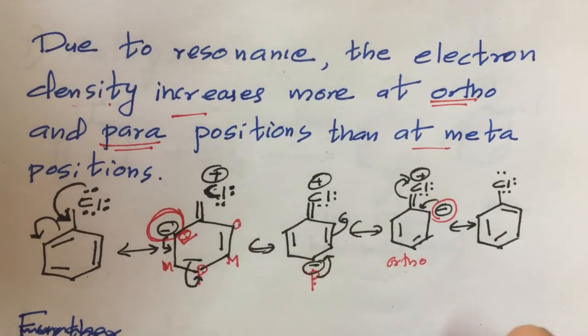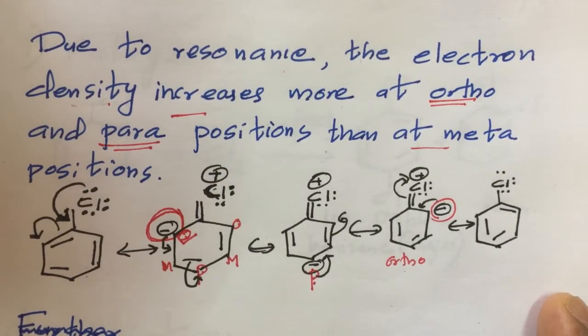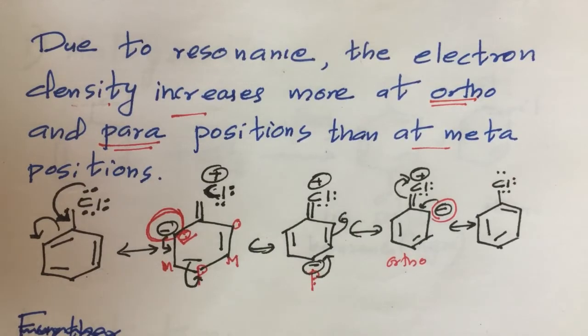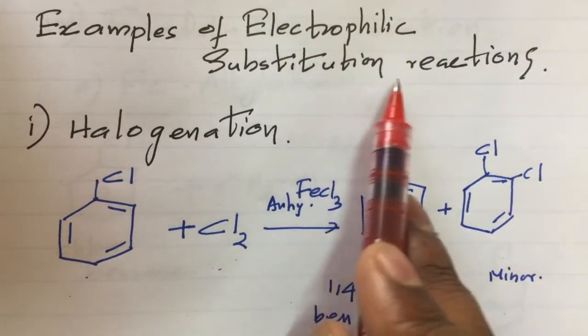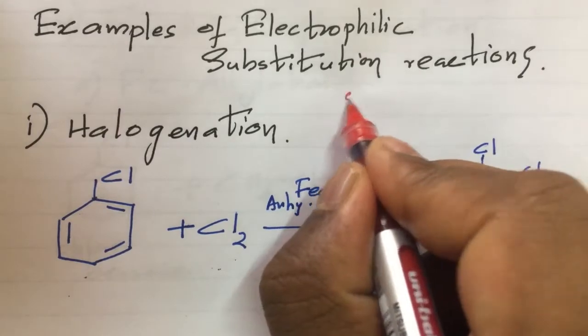About electrophilic substitution reaction and its mechanism, you clearly learned in class 11th. Now we need only the examples, examples of different electrophilic substitution reactions. The mechanism is not required. All electrophilic substitution reactions will produce ortho and para products. Now let's see the examples of electrophilic substitution reactions of haloarenes.